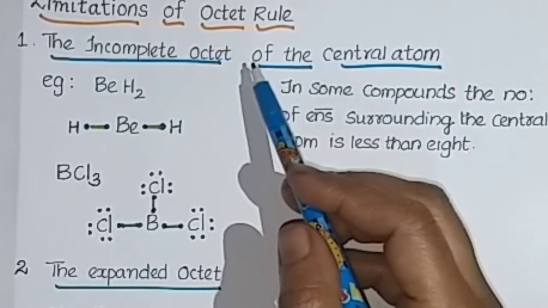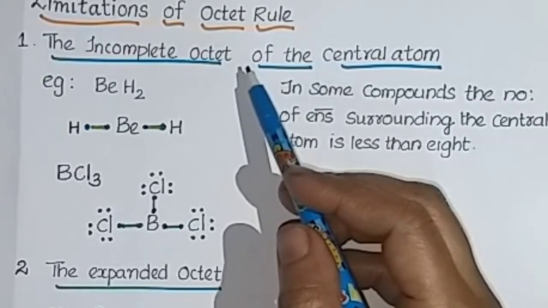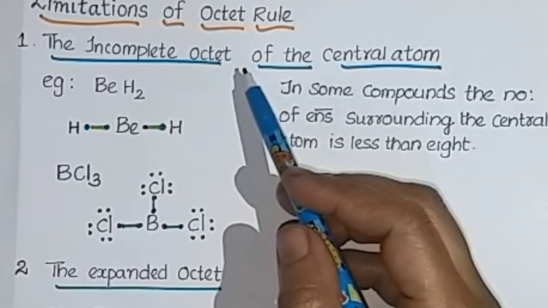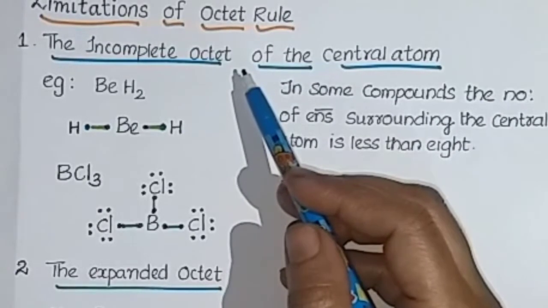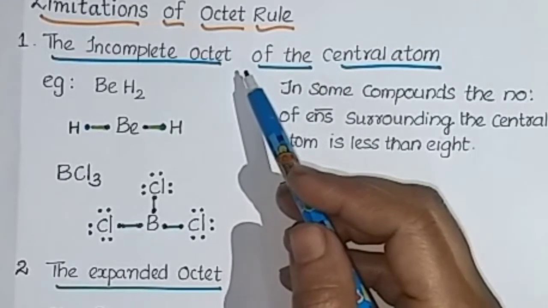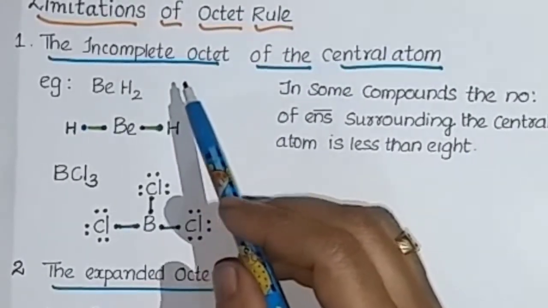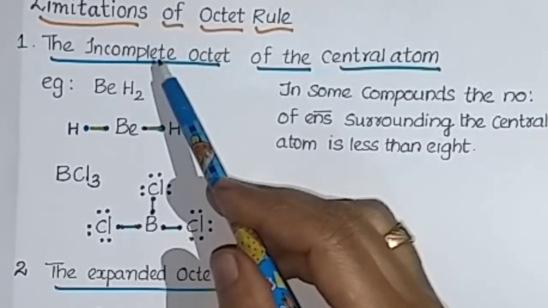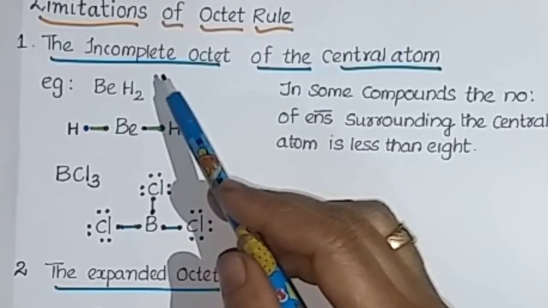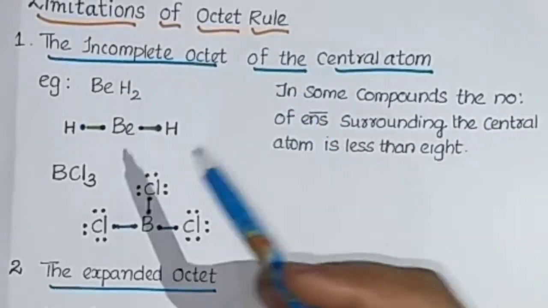Atoms can combine either by transfer of valence electrons from one atom to another or by sharing of valence electrons in order to have an octet in their valence shell. Then they become more stable. This rule is known as the octet rule. The octet rule has some limitations. Some molecules do not follow this octet rule, but they are stable in nature.